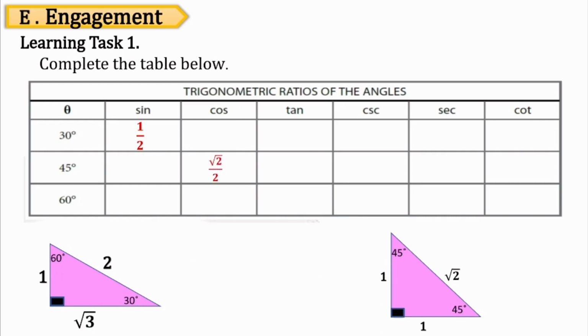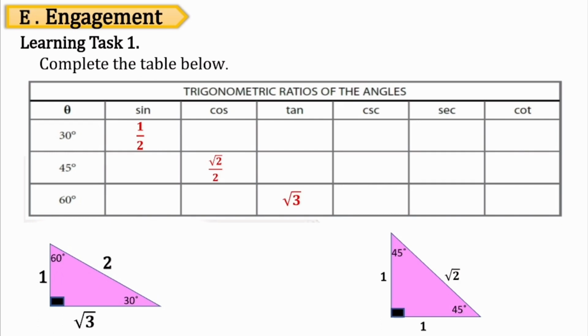Next is tangent 60 degree. Para naman class sa tangent, opposite over adjacent, at 60 degree yung ating magiging reference angle. So, ang opposite natin dito ay square root of 3 at ang adjacent natin ay 1. So, square root of 3 over 1 or square root of 3.